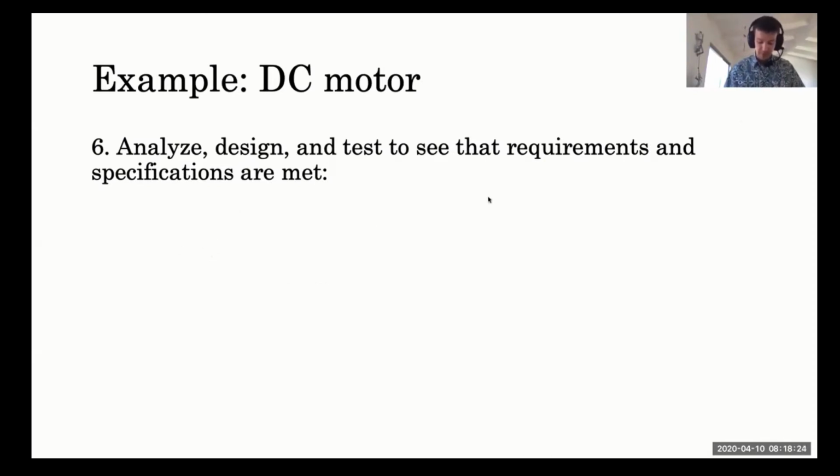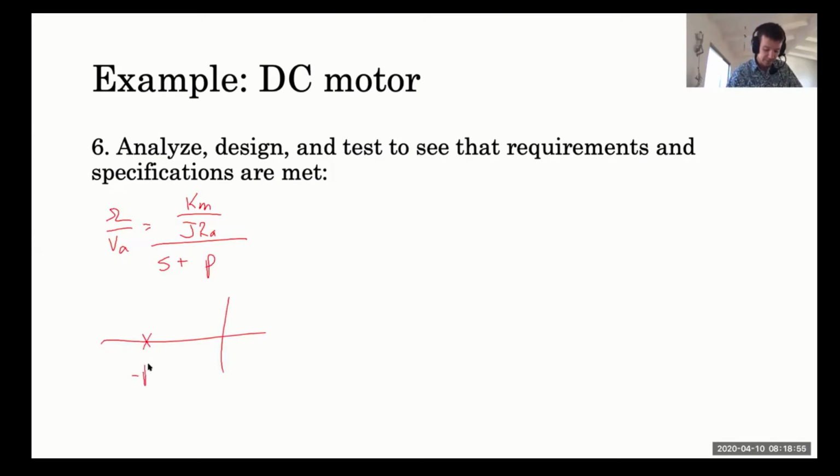Okay, so we didn't actually start this example with any requirements, but one of those requirements might be to pick a motor that achieves a certain time constant. I think that's pretty much one of the only ones we can do. So I'll copy from the old slide: Km, J, Ra, and then this stuff. I'm just going to call it P for pole. And so we established that this pole is sitting out here at negative P.